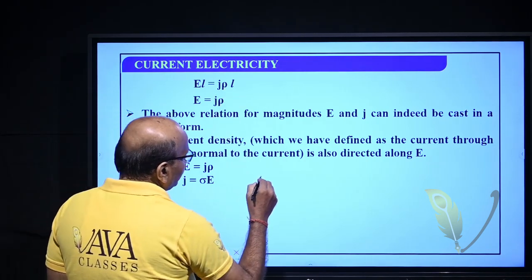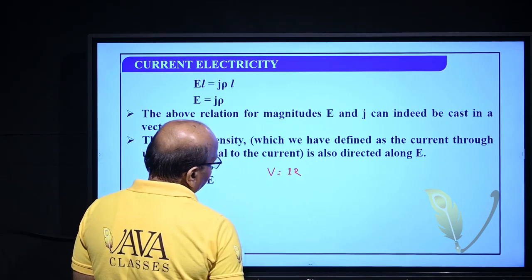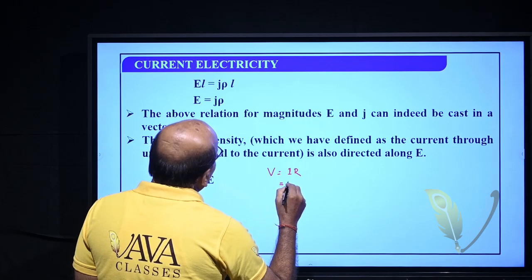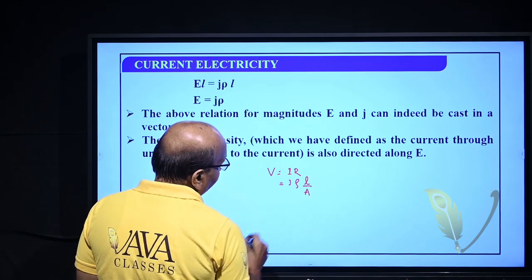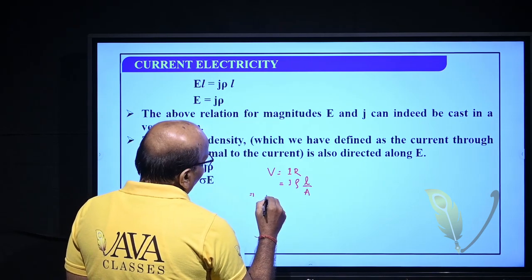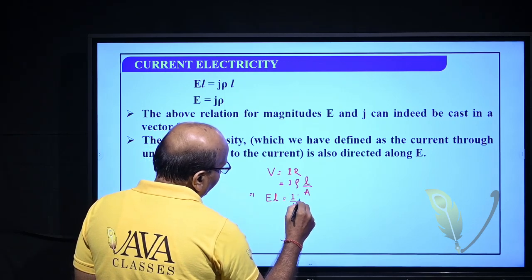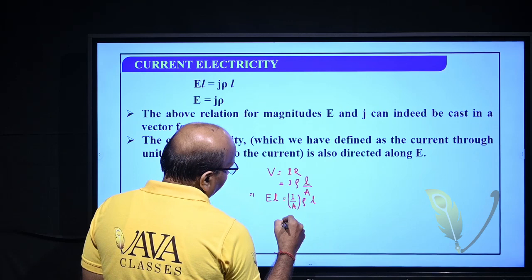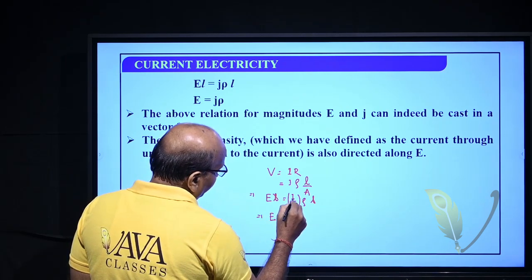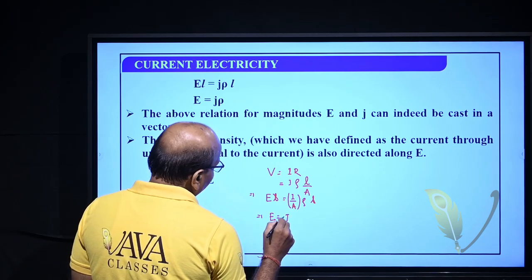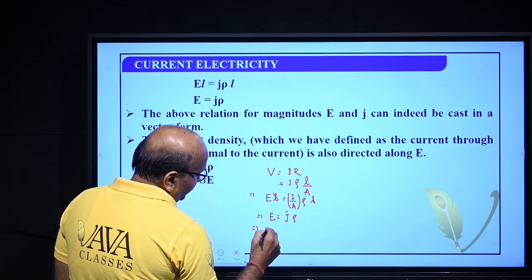We know from Ohm's law that V is equal to I into R. Here I is the current and R is rho L by A. That implies V is equal to E into L, which is equal to I by A rho into L. When L cancels, you get E is equal to I by A, which is the current density J, times rho.